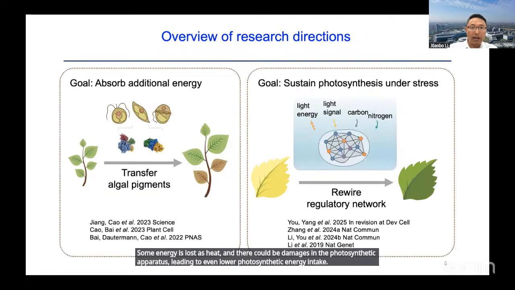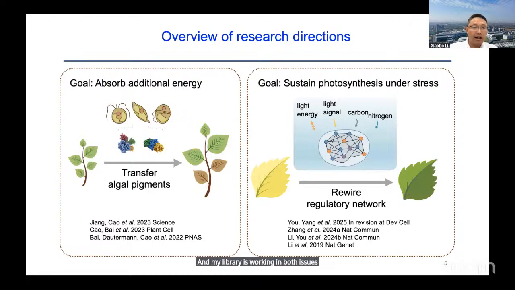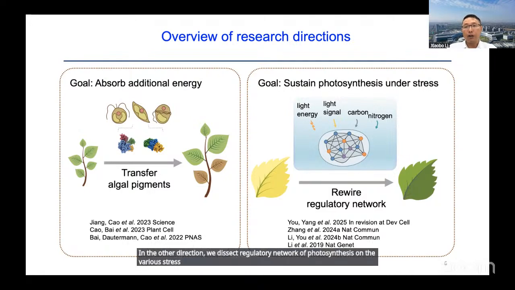And my lab is working on both issues. In the first area, we dissect pigment biosynthesis pathways from algae that are not green. They have pigments that may complement pigments in plants in light absorption. In this way, in the end, we hope to let plants get more energy. In the other direction, we dissect the regulatory network of photosynthesis under various stress conditions, and I hope, in the end, to rewire the regulatory network. So photosynthesis is de-repressed. It's sustained under stress.